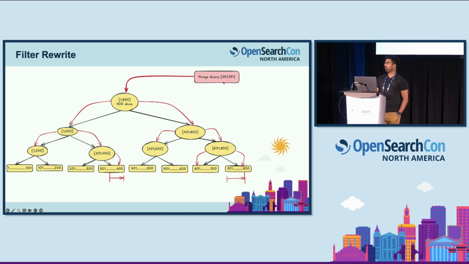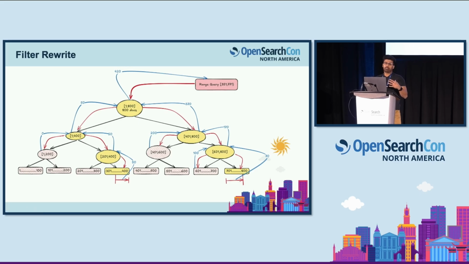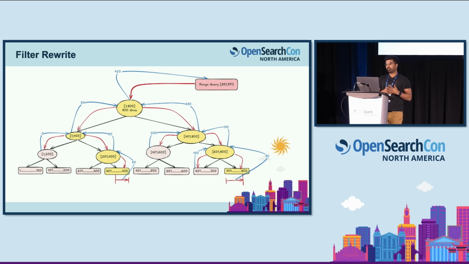Other leaf nodes can be completely skipped because the only leaf nodes we need to visit individually is where the values 351 and 770 lie, which is in the 4th and the last leaf node. So eventually, the count execution is able to build the total number of documents, which turns out to be 420 in this case, by doing this recursive traversal.